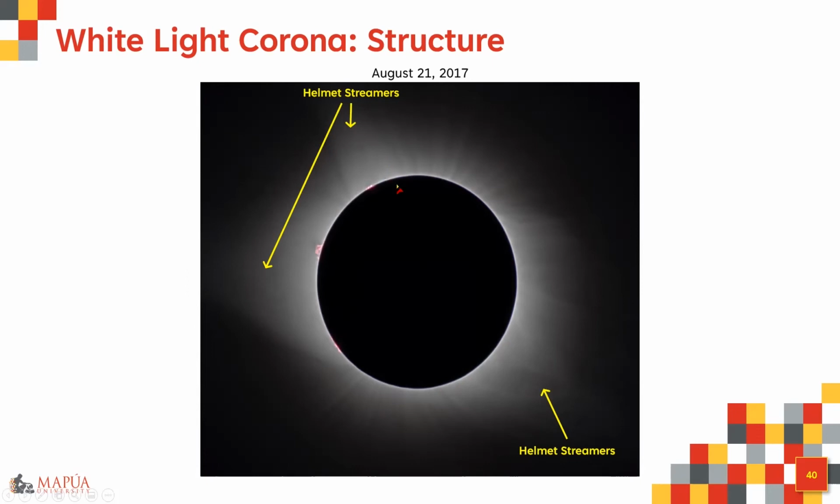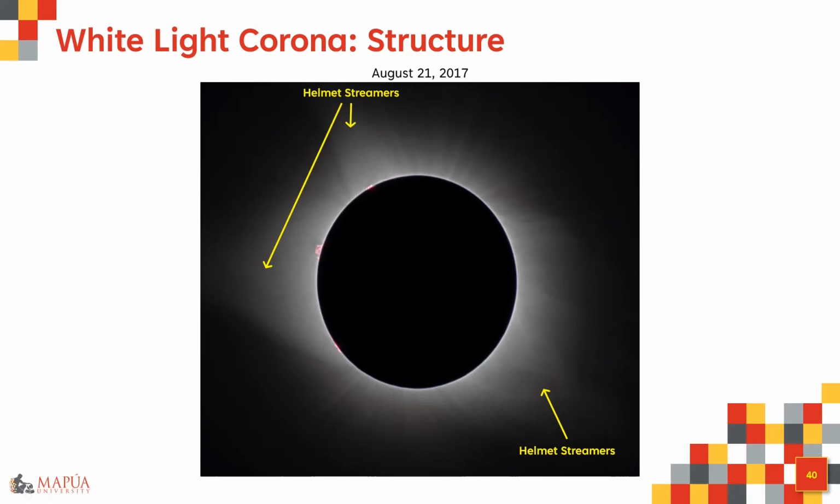These are streamers because these are fairly wide at the surface of the sun, wide here, and then it tapers off away from the sun. So these are what we call helmet streamers. This is the most common of all coronal structures that we can observe.